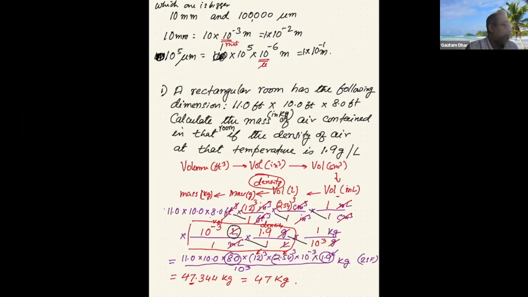There are other questions like 10 millimeter and 100,000 micrometer. Which one is bigger? To answer this question again, we can only compare if they are in the same unit. So convert everything to meter. That's the easiest thing to do. Convert both to meter. If I convert millimeter to a meter, how do I do that? I know that milli stands for 10 to the minus 3. So 10 multiplied by 10 to the minus 3.